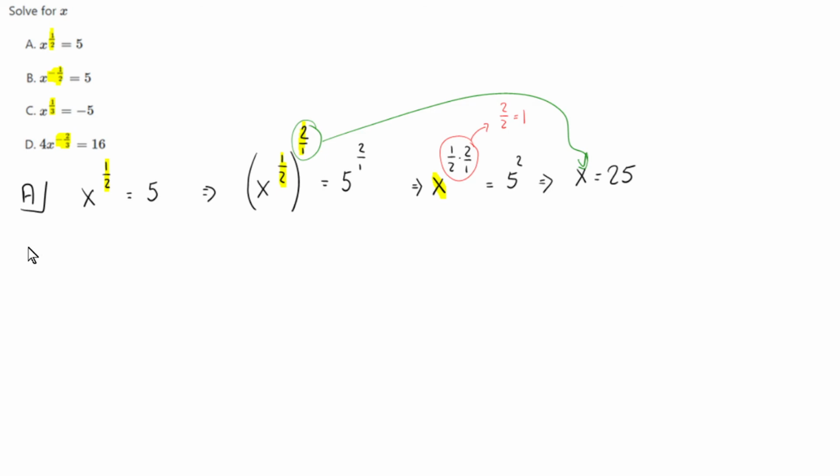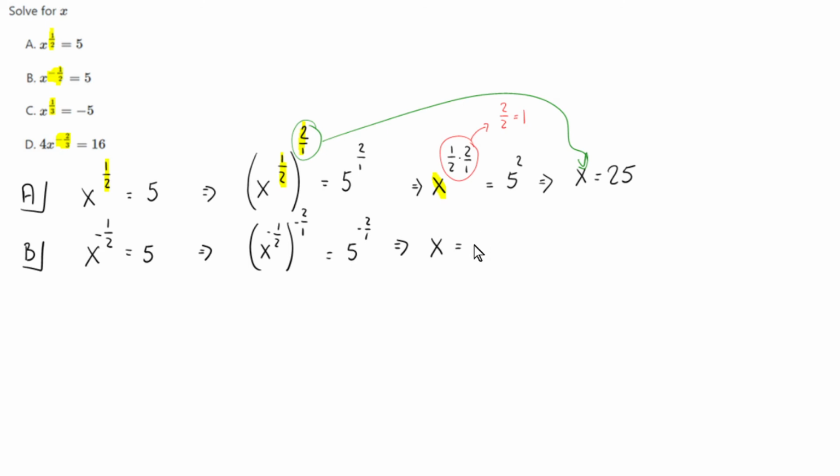Let's do B. Now we have x to the power of negative a half equals 5. So we're going to do the same thing. We're going to multiply both sides by the reciprocal of the exponent. So that is x to the power of a half times negative 2 over 1 equals 5 to the power of negative 2 over 1. This power here, we use the power of a power law, and we're going to be left with just x.